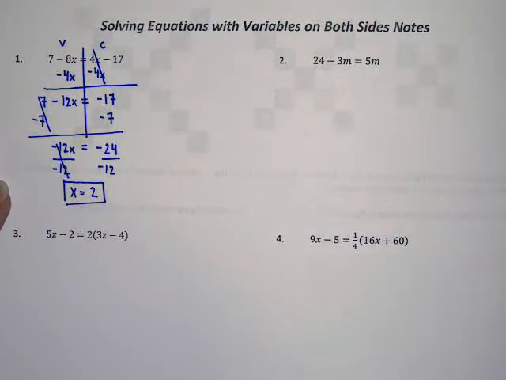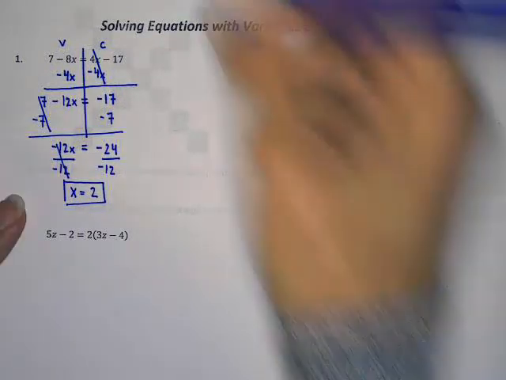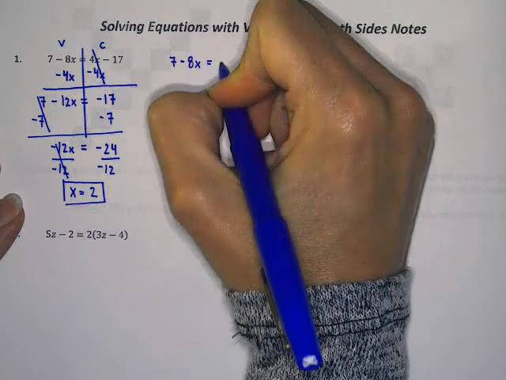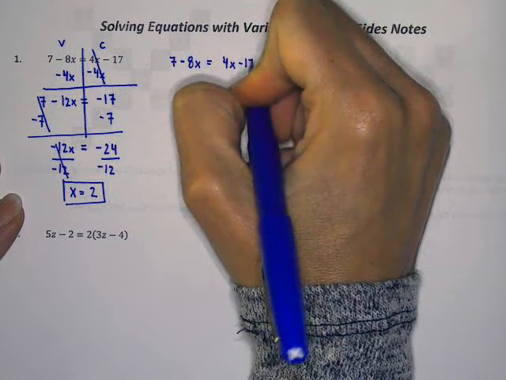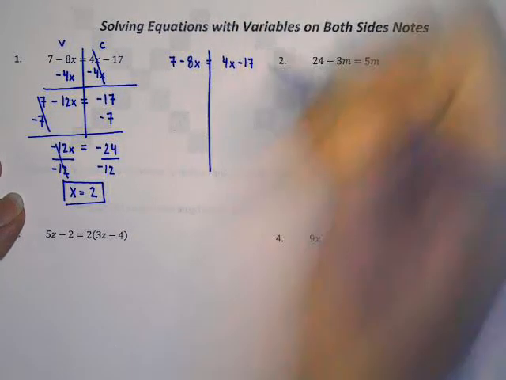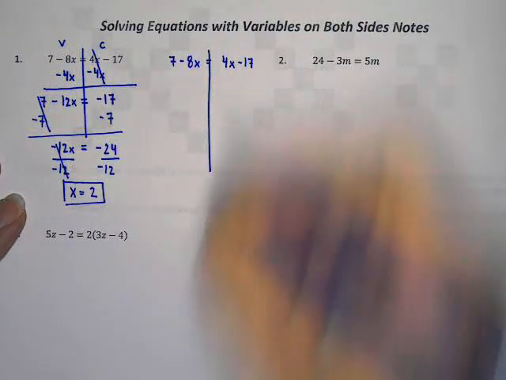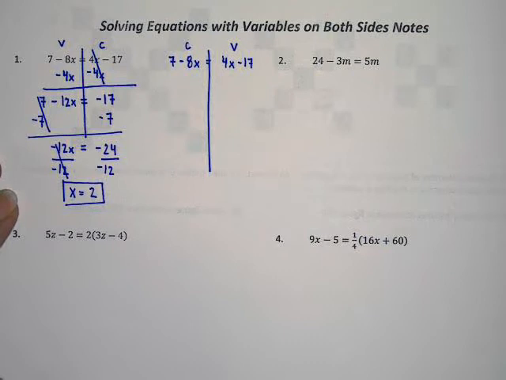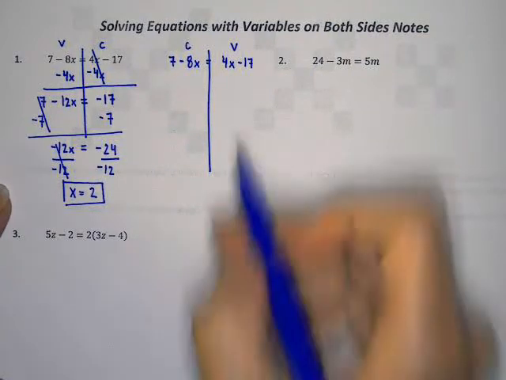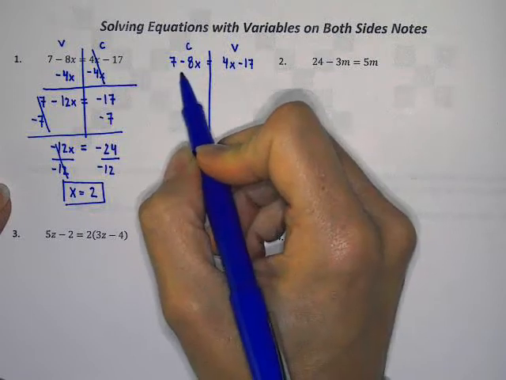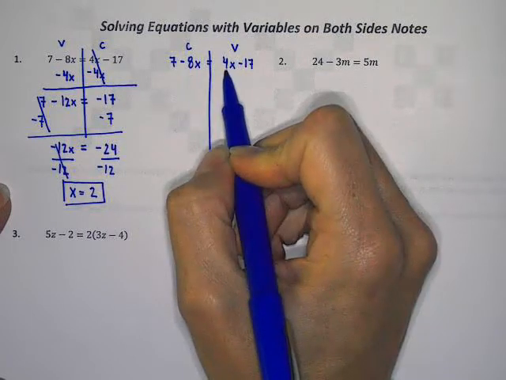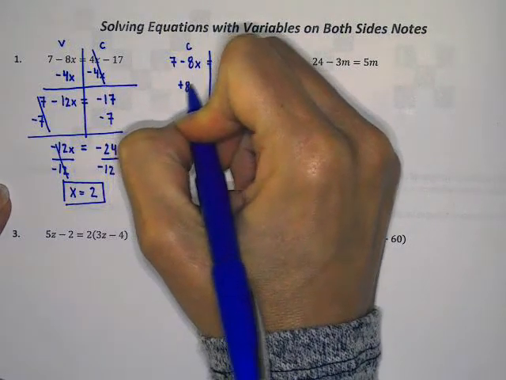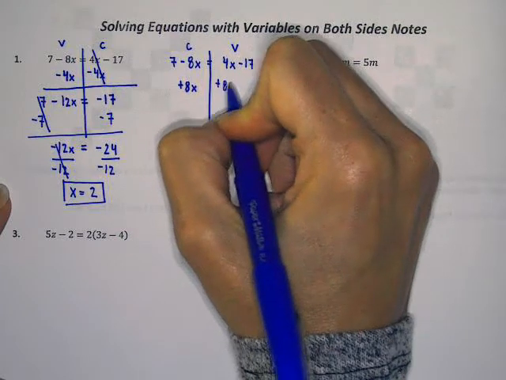Now, I chose to move my variables to the left side, but I want to show you this another way. It actually does not matter which side we move our variables to. So if I were to do this problem again, let's say this time I want my variables on the right side and my constants on the left. And let's see how we would do that. This time, since I want my variables on the right, I know that this negative 8x I want to move over. So I'm going to use the inverse of subtraction, which is addition, and I'm going to add 8x to both sides.